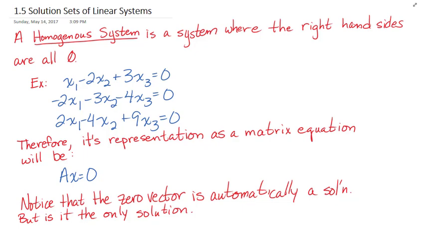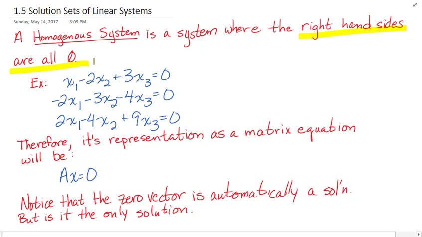Alright, so in section 1.5 we want to start looking at what we call homogeneous systems. As you can see here, a homogeneous system is a system where the right hand sides are all zeros, right? So there's your system, all equal to zero. Now we've seen those before.